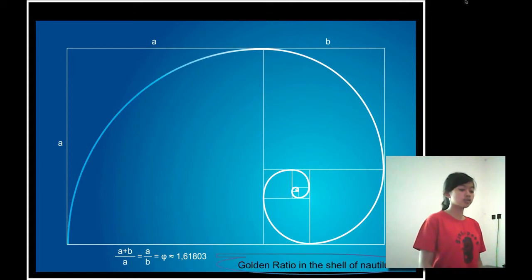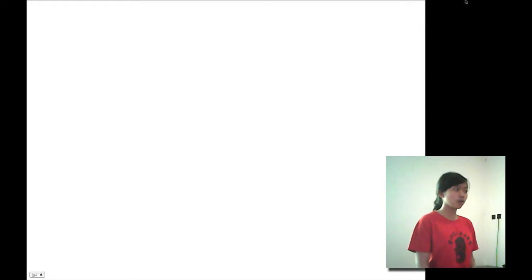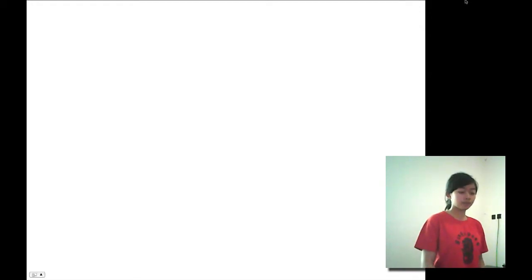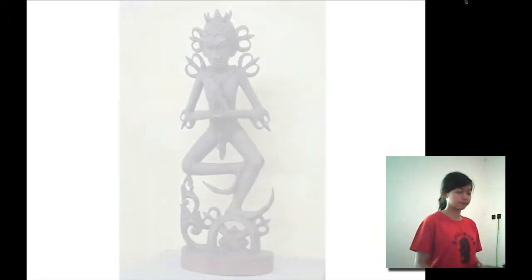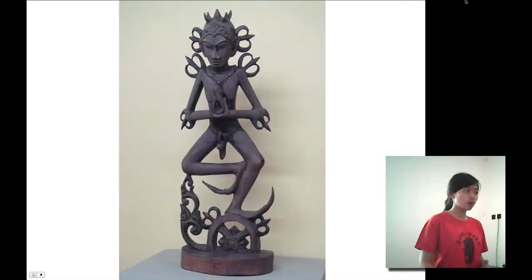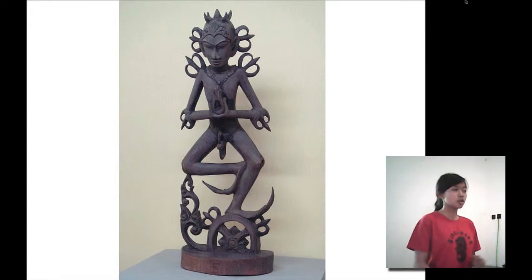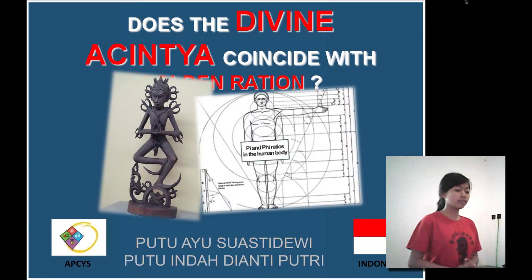In Balinese Hinduism, God is identified with ACINTYA. ACINTYA is unthinkable and unimaginable. But because Balinese Hindus in this era need something real to communicate with God, the unthinkable and unimaginable God becomes an ACINTYA symbol. It relies on beauty, so the beauty of Nautilus could be found in the symbol ACINTYA. So I tried to make research with the title, Does the Divine ACINTYA Coincide with Golden Ratio?